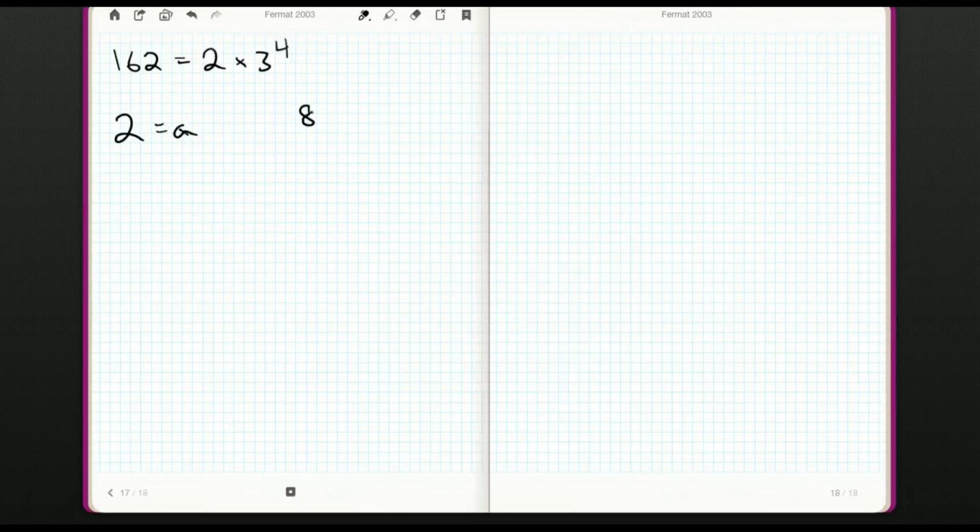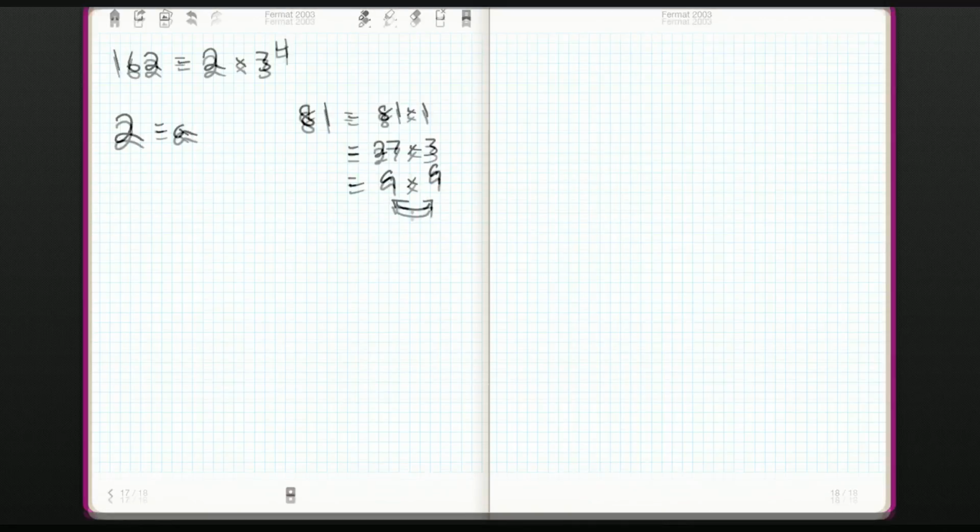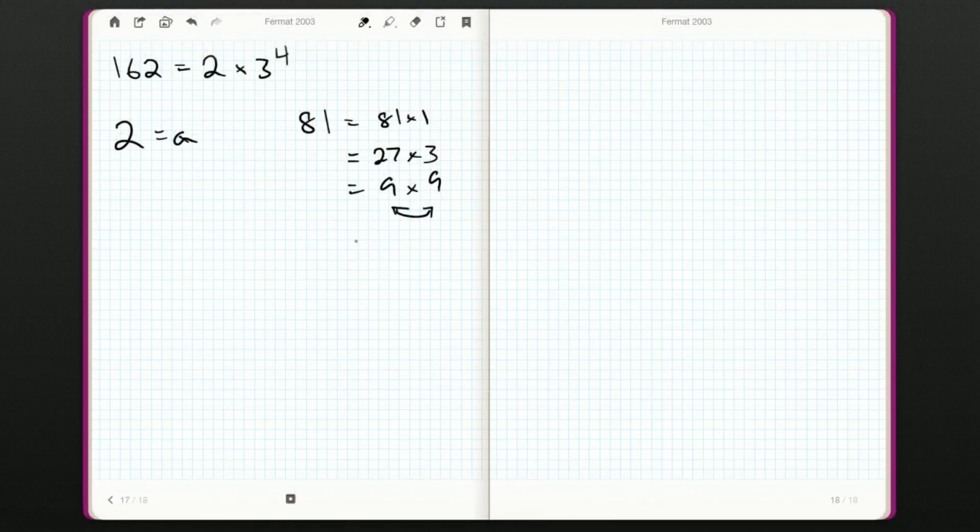And then I have to split 81 up into 2 factors. And that means it's either going to go 81 times 1. There's no way that'll work. 81 isn't a single digit. 27 times 3, or 9 times 9. 27 isn't a single digit. Now you'd think this one would work, but we've got the same 9. And we were told in the question that these things have to be distinct. So there's no way I can just have 2 on its own.